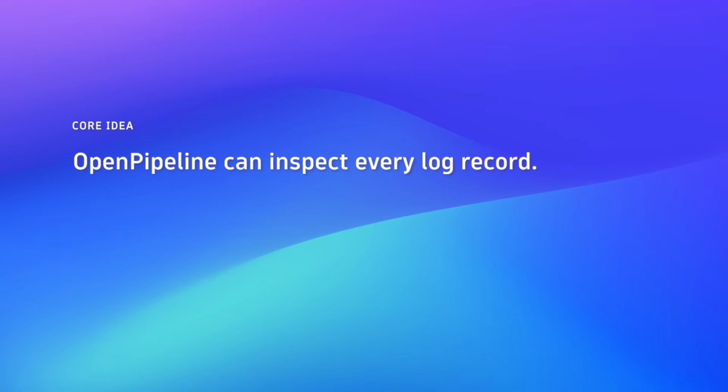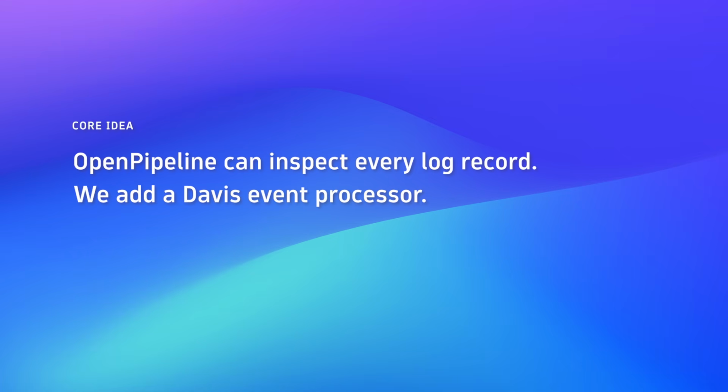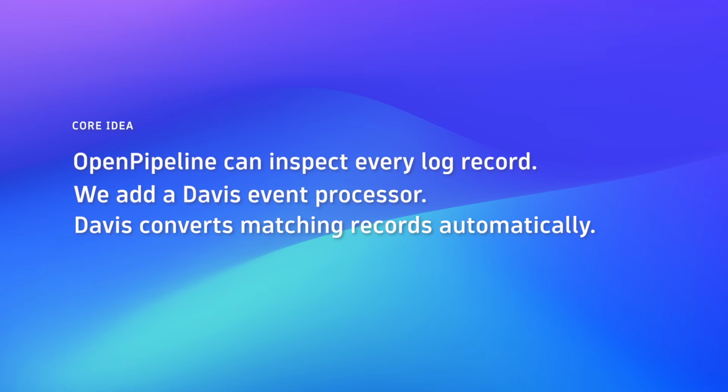The core idea here is straightforward. OpenPipeline can inspect every log record as it streams in. We'll add a Davis event processor that watches for a specific matching condition and converts those matching records into problem events automatically. No manual dashboards or alert rules needed. The intelligence lives right in the pipeline.